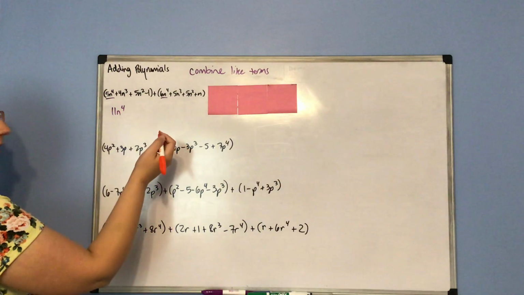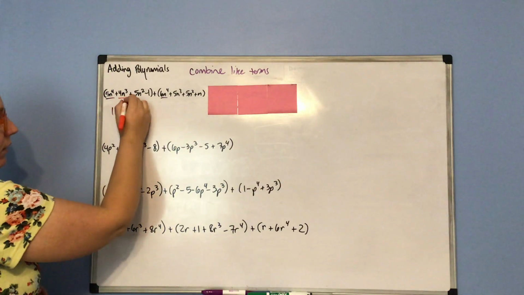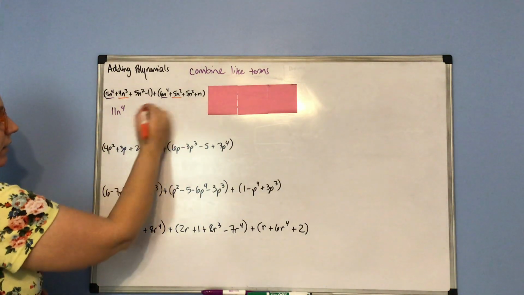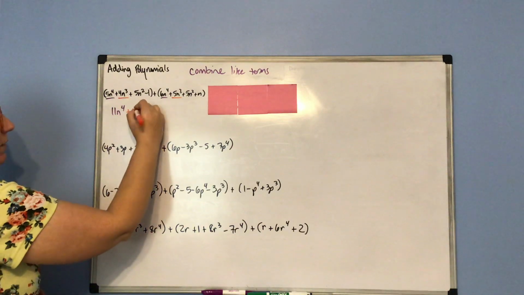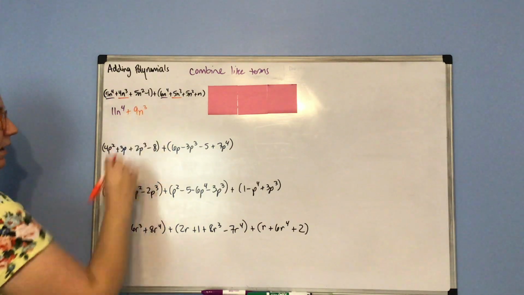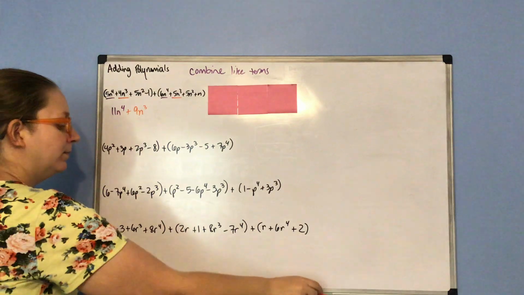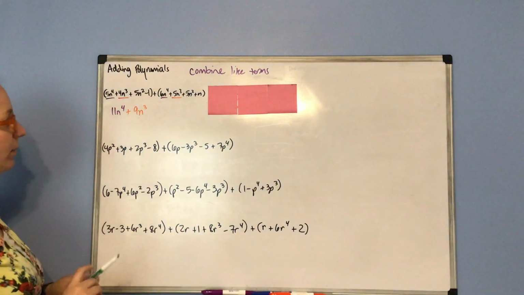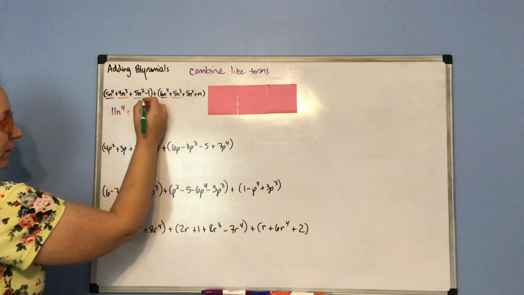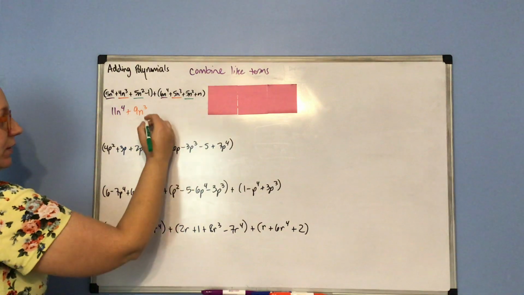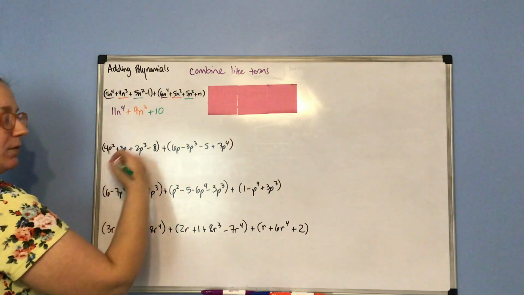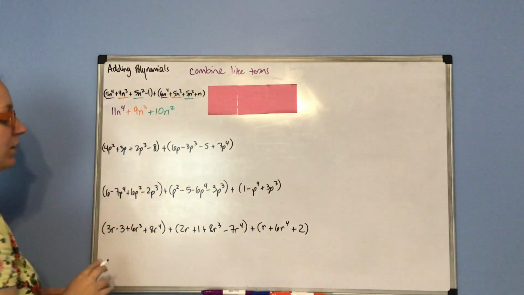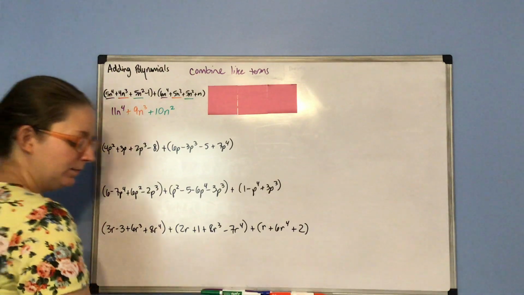Let's go down to our next exponent, which would be 3. 4n to the third, 5n to the third. 4 plus 5 gives me 9. The n to the third part stays the same. Next up, squareds. I have a 5n squared, 5n squared. 5 plus 5 is 10. The n squared part stays the same.